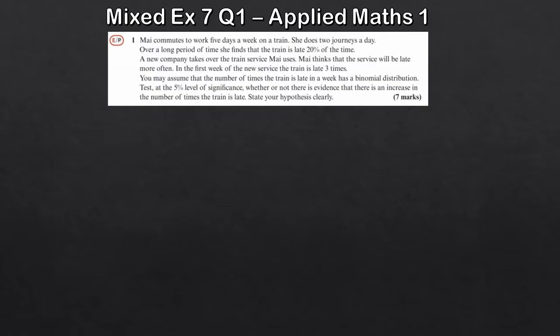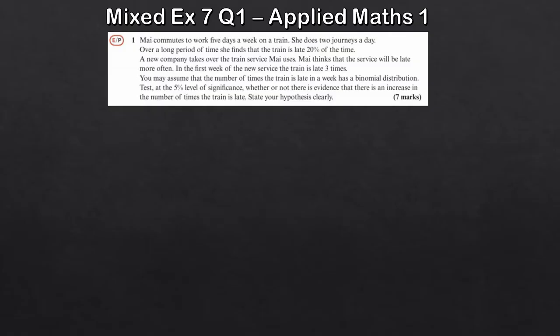Can we basically identify whether it's one-tailed or two-tailed? Looking at our question here, I don't know how you pronounce that name, is it May? Mai? We'll call her May. Basically, she commutes to work, blah, blah, blah.